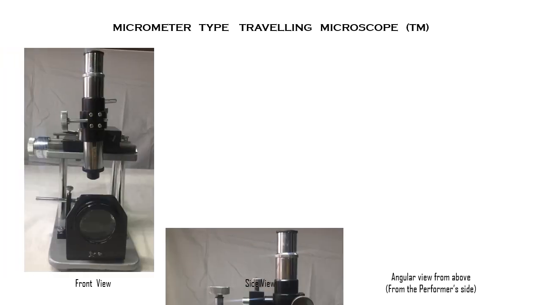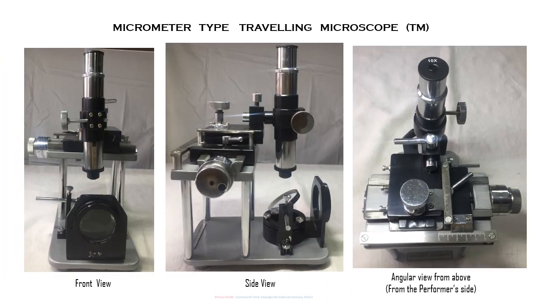One from the front, one from the side and the other one from above, but slightly angular as viewed from the side of the performer. The sodium light source lies opposite of the TM's front.